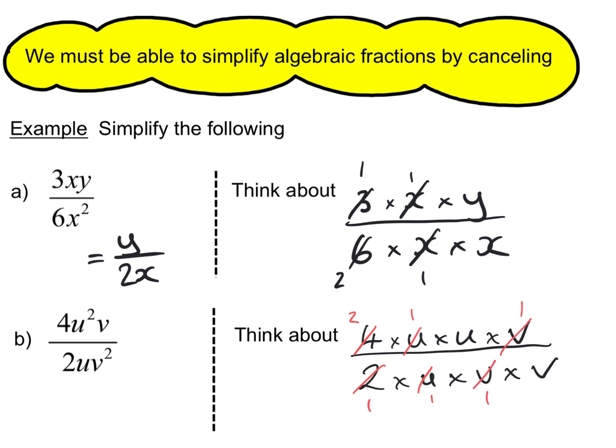Then what I'm left with, I can go through and quickly check. Now, what I've got is 2 times 1 times u times 1, which is just 2 times u. So that's 2u here. And on the bottom, I've got 1 times 1 times 1 times v, which would just leave me with v here.